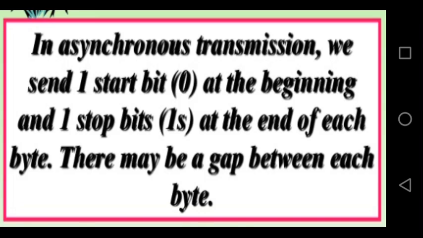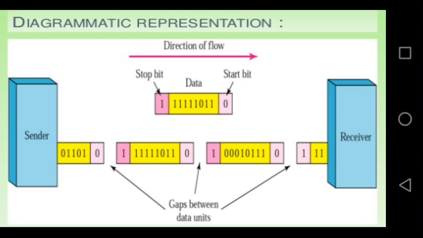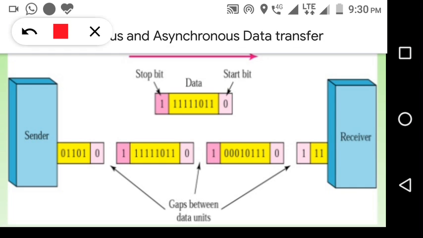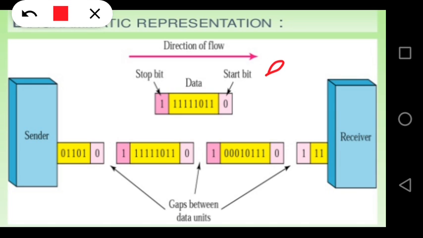So in asynchronous transmission, we send one start bit at the beginning and one stop bit at the end of each byte, and there may be a gap between each byte. So the important thing in asynchronous data transfer is how to handle transmission errors.